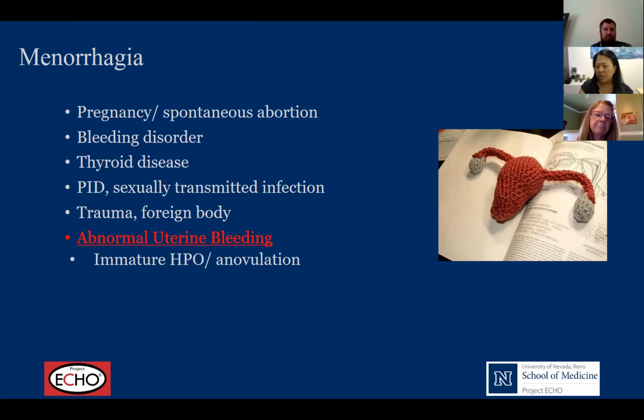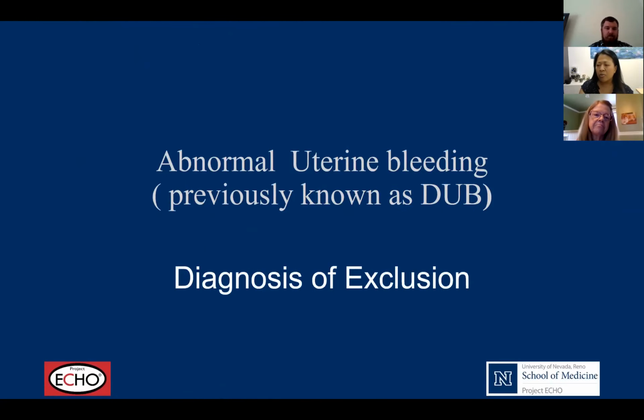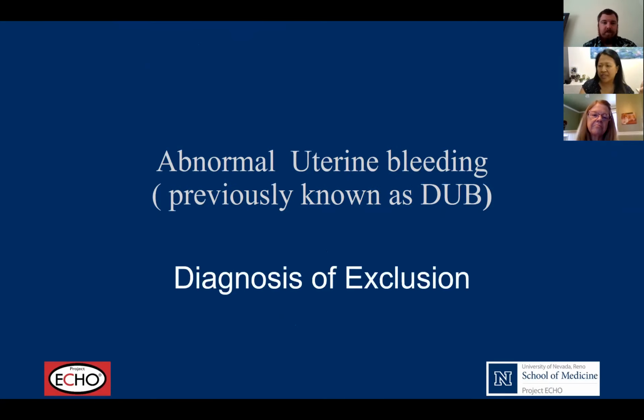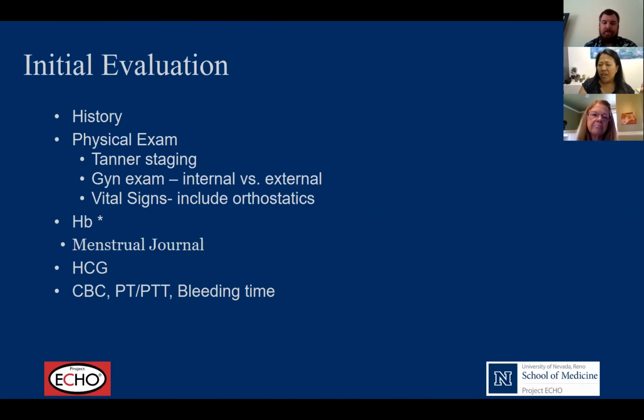Abnormal uterine bleeding is always high on my list of differential in cases like this, especially given the history this girl is giving. And that is due to an immature HPO axis, and there's no ovulation happening because it's too early in this girl's development. But AUB, which was previously known as dysfunctional uterine bleeding, or DUB, is a diagnosis of exclusion. So you have to make sure there's not other things going on before you call it this. All right, what's your evaluation? Again, none of this is new to you guys, so many slides in.